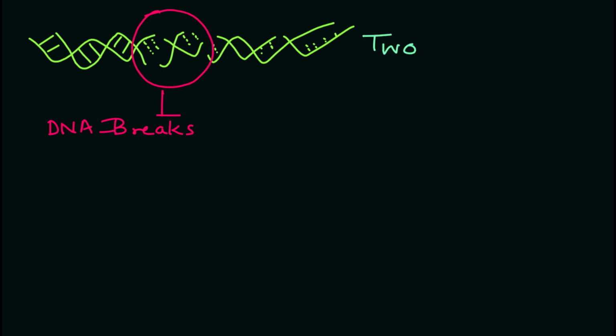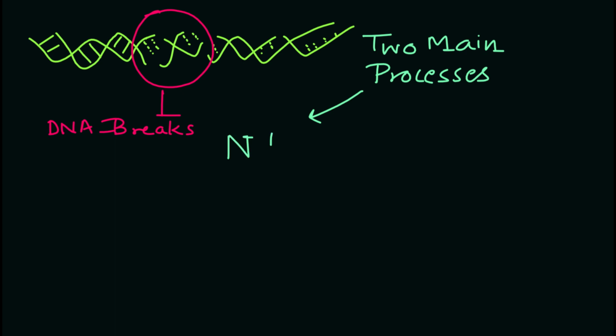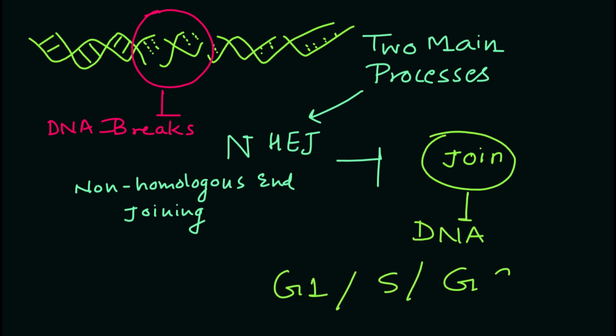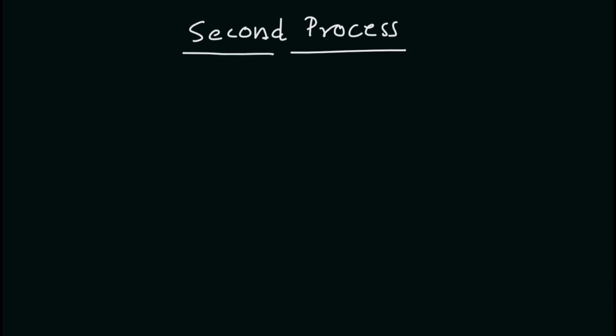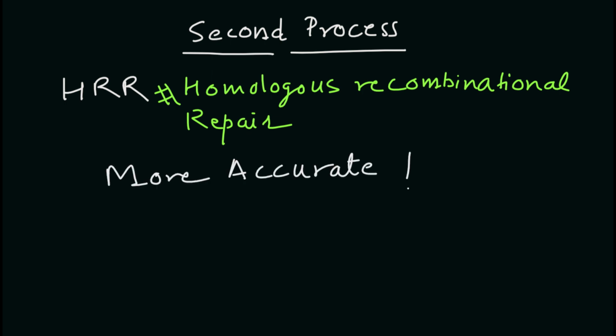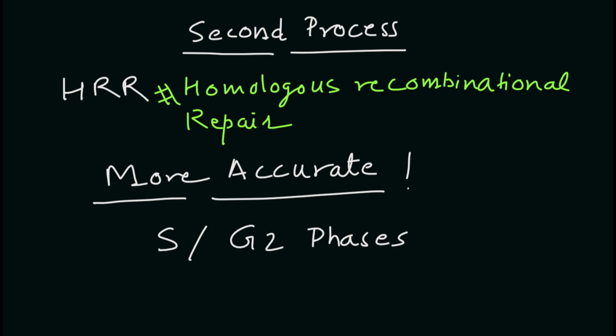During interphase, two main processes repair DNA double-strand breaks. Non-homologous end joining, which is also known as NHEJ, is a process that can join two broken ends of DNA during the G1, S, and G2 phases of interphase. In repairing double-strand breaks, the second process, which is homologous recombinational repair, also known as HRR, is more accurate than NHEJ. HRR is active during the S and G2 interphase phases.